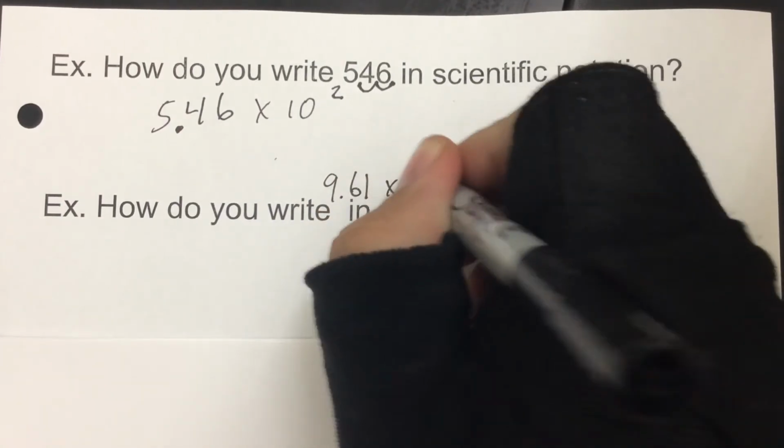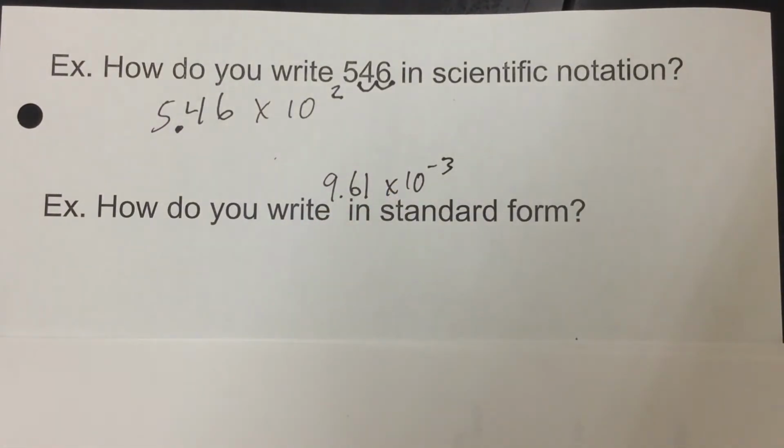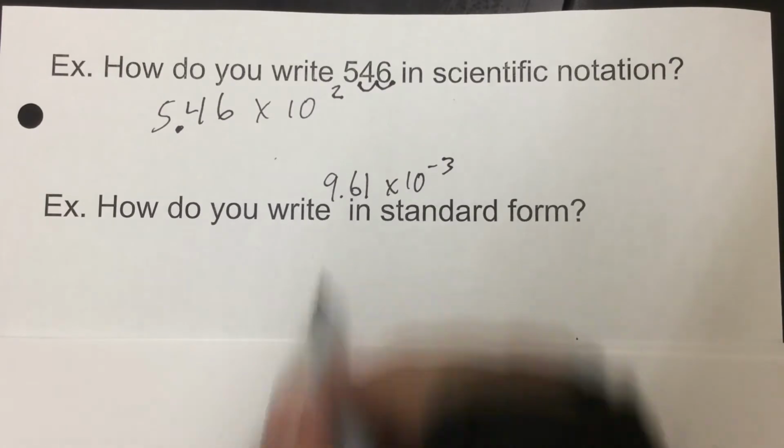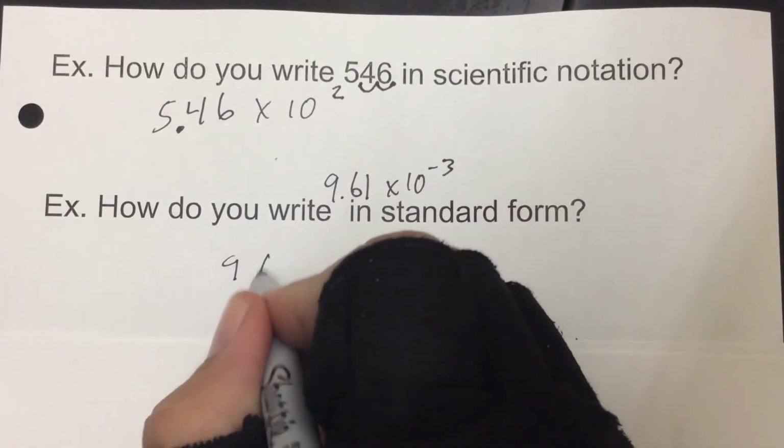To go backwards, it's supposed to be 9.61 times 10 to the negative third. I don't know why that didn't copy. Sorry about that. So to write it out, again, we're going to start with those non-zero numbers. So 961.